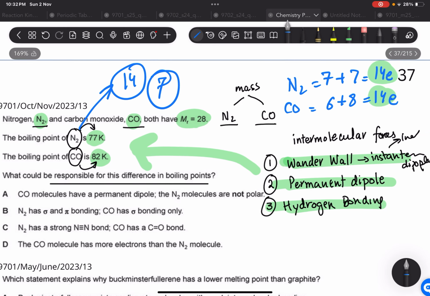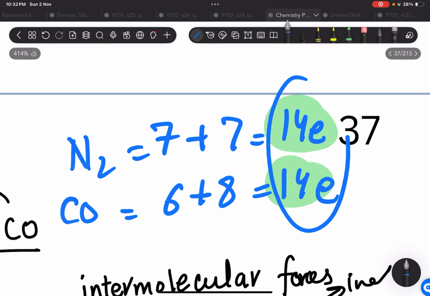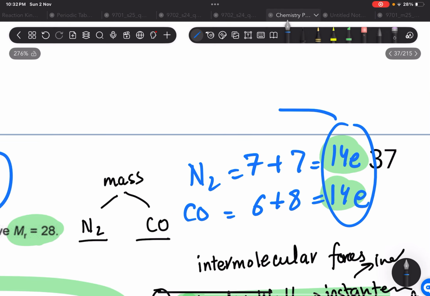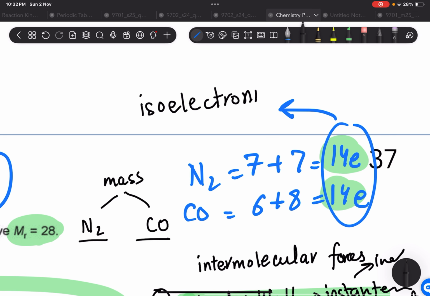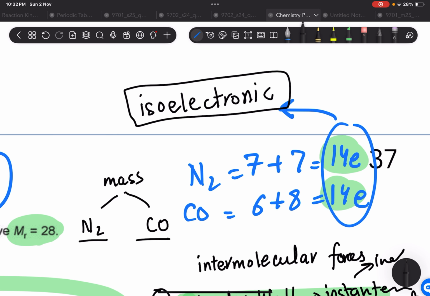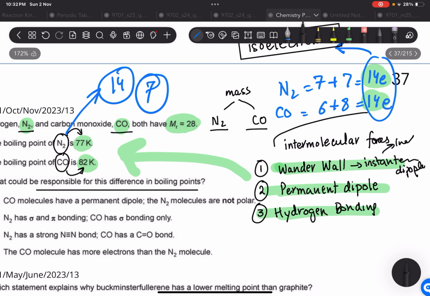So now they have the same number of electrons, and when two species have the same number of electrons, what do we call them in chemistry? We call them isoelectronic. These two are isoelectronic, and when two species are isoelectronic, they have the same amount of van der Waals. So van der Waals forces, or the induced dipole, or the instantaneous dipole, or the London dispersion forces, these are all different names for the same force. They're going to be the same for nitrogen and carbon monoxide. So now let's figure out permanent dipole.